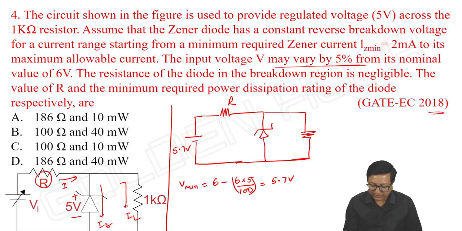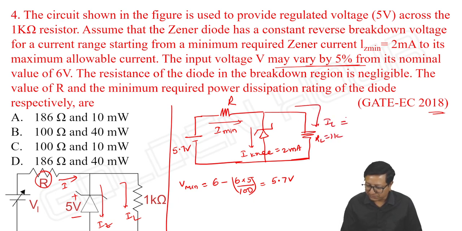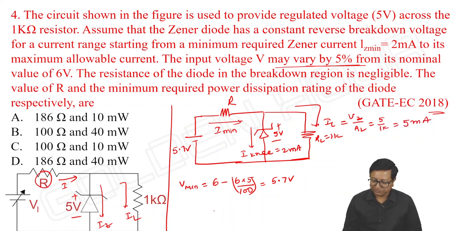What is R? We need to find. And this current is minimum, I minimum. Then the current through the Zener diode should be knee current. It is 2 milliampere. RL is equal to 1 kilo ohm. So IL is equal to VZ by RL. Its value is 5 by 1K, 5 milliamperes. V minimum is known, IL is known, and knee current is also known.